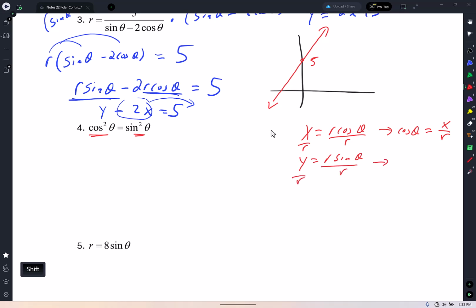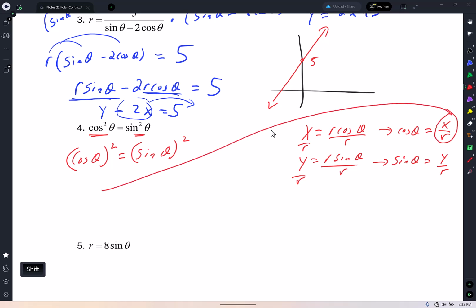Child, why are you doing that? Because I want to get the cosine and sine by itself. Why do you want to get it by itself? Well, because I have this. That means cosine theta squared equals sine theta squared. See? That's all it means. So what am I going to do? I'm going to take these values and substitute them. Cosine theta is x over r. Sine theta is y over r. Do you guys see what we're doing there?